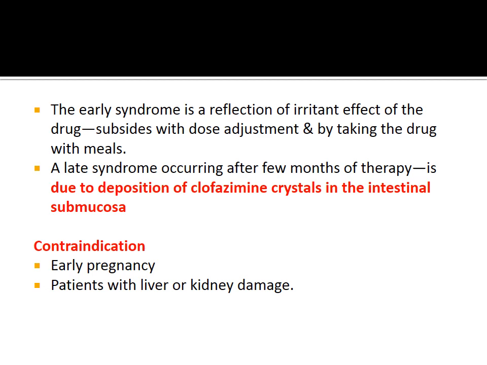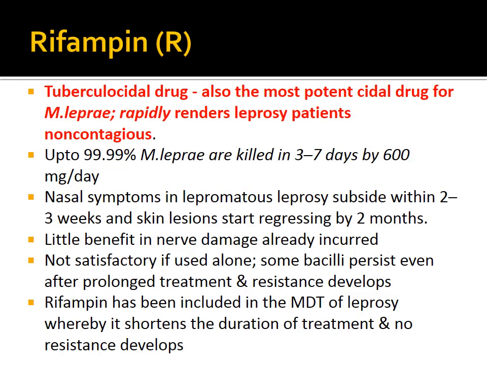Okay. Now coming to the third drug, which is the most important in the treatment of leprosy, rifampin or rifampicin. Where have we seen this drug? Yes, in tuberculosis, a very important drug, and there also it is the most important drug nowadays. So it is a tuberculocidal drug and it is also a leprocidal drug. It is the most potent cidal drug for Mycobacterium leprae.